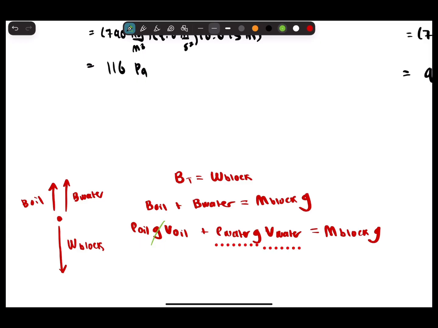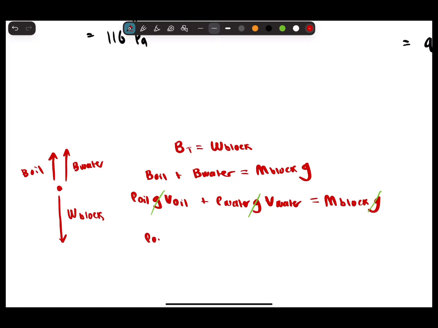Let's get rid of G to simplify our equation. So that becomes rho oil V oil plus rho water V water equals the mass of the block.